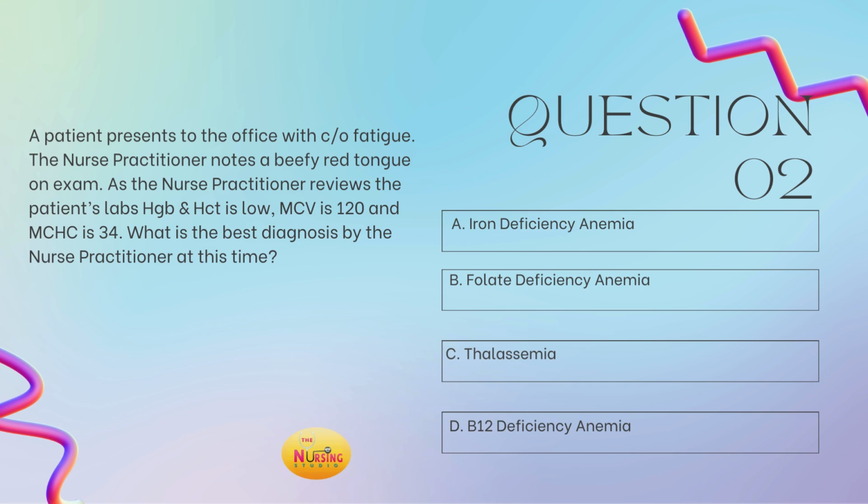So, all right, what do we have here? Patient came in with fatigue. We see a beefy red tongue. We're starting to think B12 deficiency anemia. Lab values showing he is anemic. MCV macrocytic, MCHC normochromic. That confirms your diagnosis of B12 deficiency anemia.